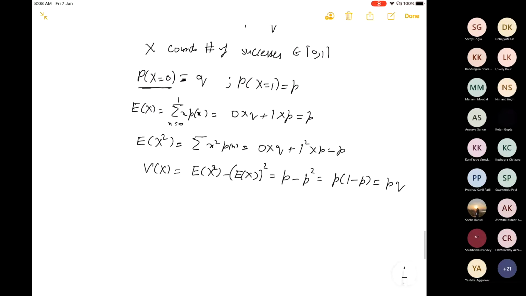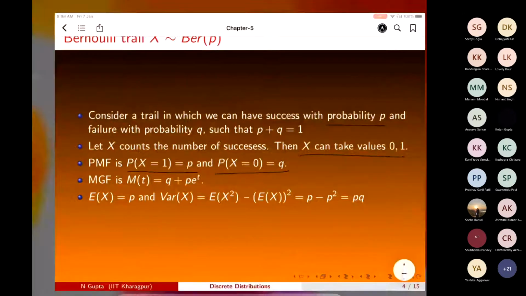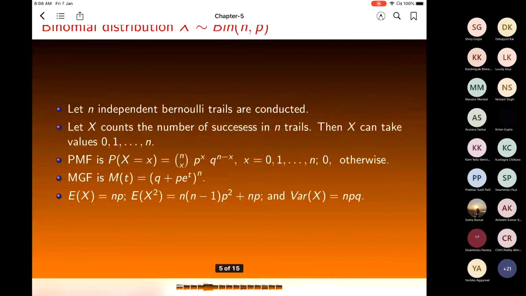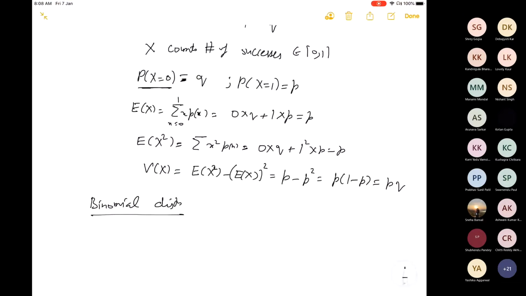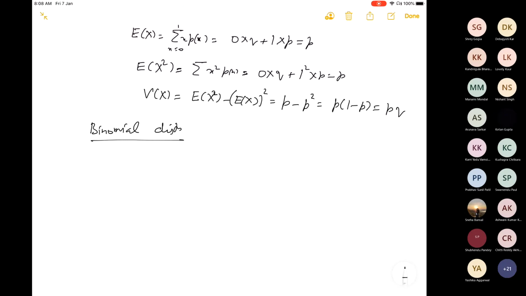Okay, so this is the case. Now let us define the binomial distribution. Here we have n trials; n independent Bernoulli trials are conducted. X counts the number of successes in n trials. So X can take value 0, 1 to n. Therefore, probability X equal to x is nCx P raised to power x Q raised to power n minus x. So here we will have n independent Bernoulli trials.